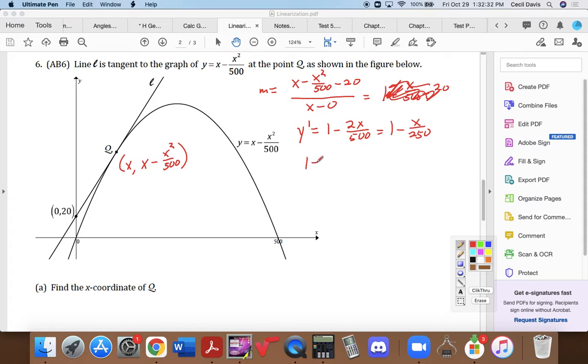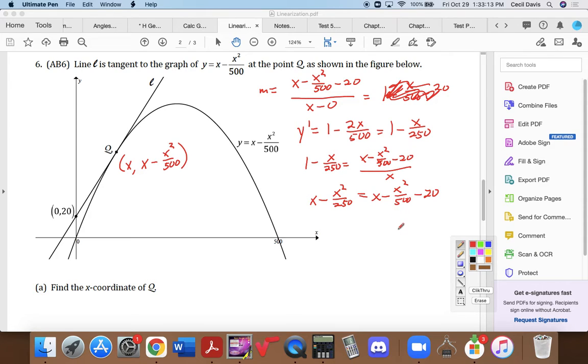So setting those equal would be 1 minus x over 250 is equal to x minus x squared over 500 minus 20 all over x. That's just all kinds of horrible. I would probably multiply both sides by x. And then I would probably put that into my calculator and see where those two are equal.